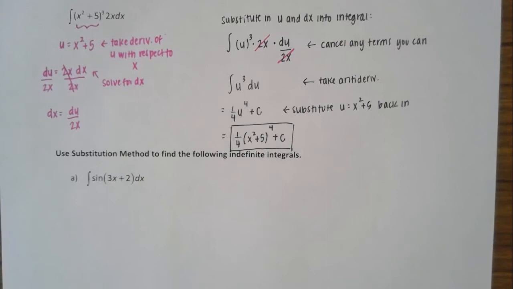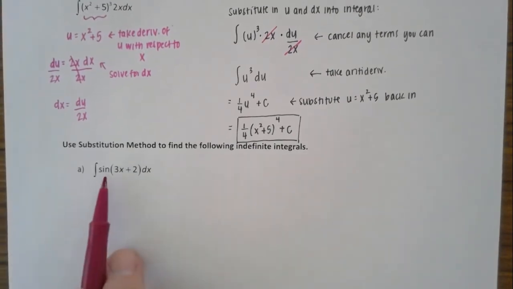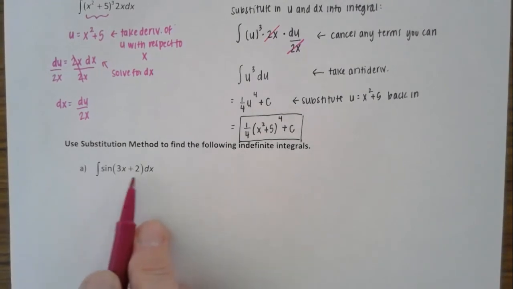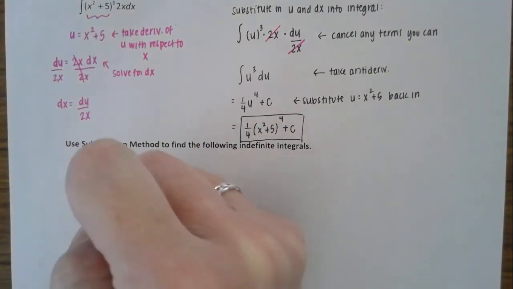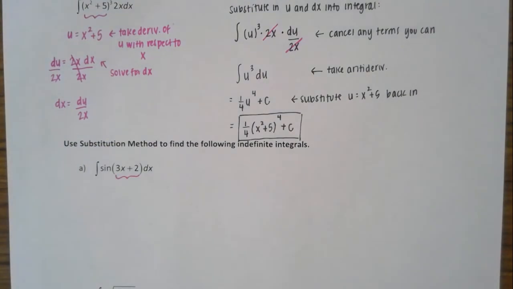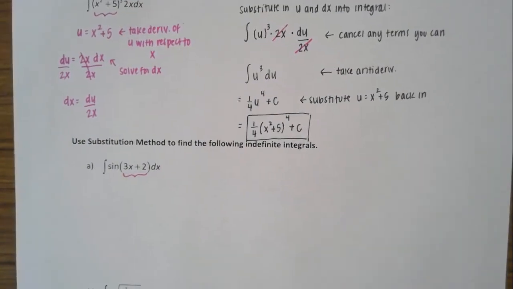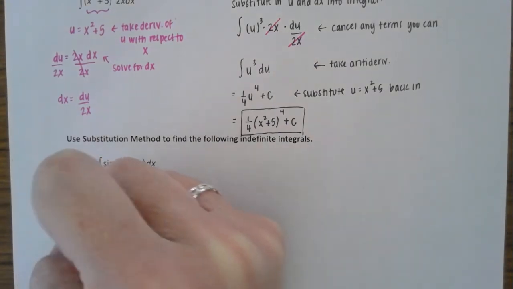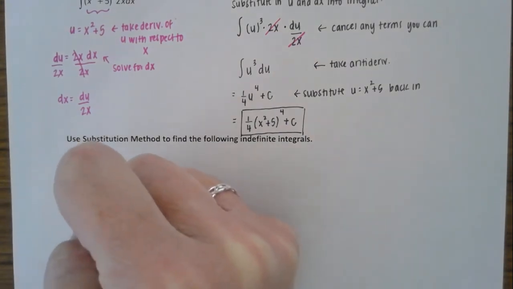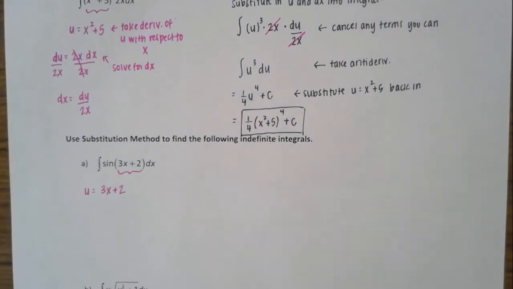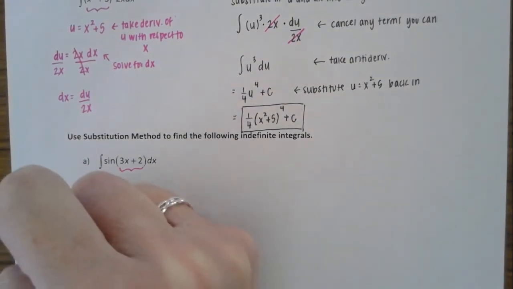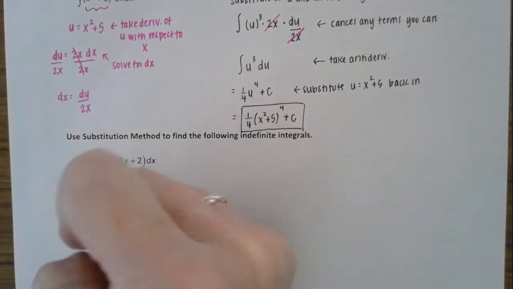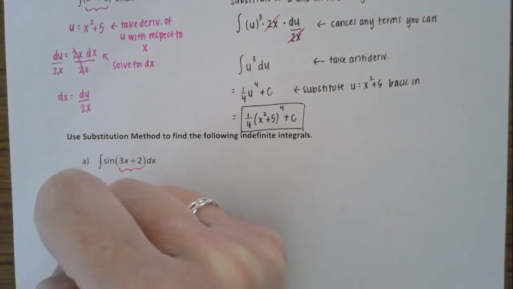So let's use the substitution method to find the antiderivative of sine of 3x plus 2 dx. So again, when I'm generally looking for something to substitute, I'm going to look on the inside of the set of parentheses. So the more you do these, the more you're going to be able to see what you want to substitute. But for right now, I'm going to substitute u to be 3x plus 2. And then I'm going to go ahead and take the derivative of both sides of this. So du is going to be equal to the derivative of 3x plus 2, which is just going to be 3.